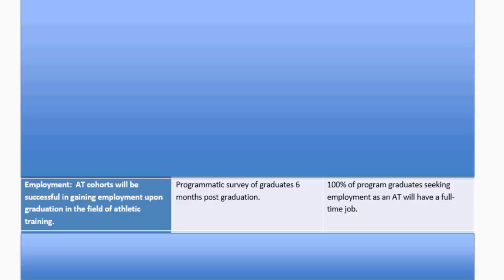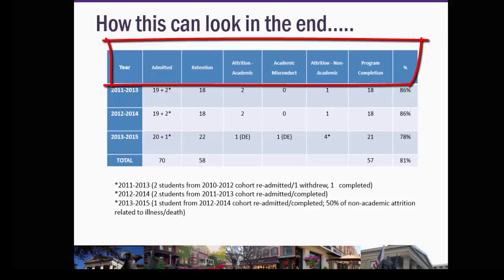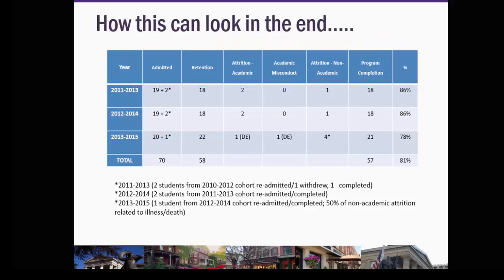And that's what you would expect. So how can all this look in the end, right? If you're collecting this data, you're then able to put together a chart that looks similar to this, okay? Here you can see you have years' worth of data, you have admitted students, you have retained students, you have attrition as related to academics, you have attrition related to academic misconduct, and you have attrition related to non-academic, so things maybe you really can't control. Then you have program completion, and then your percentage.